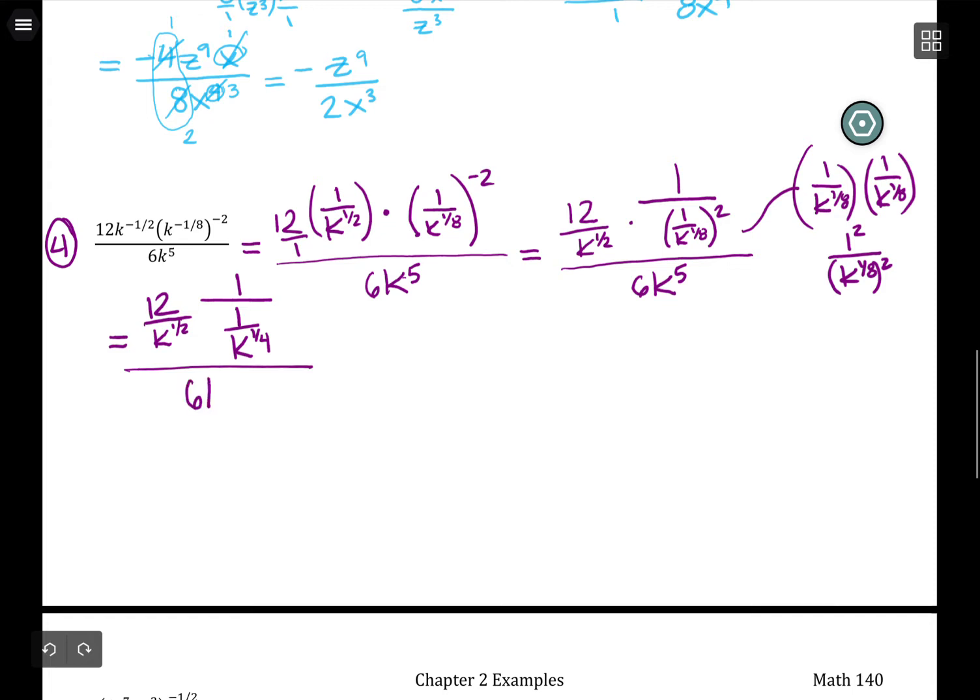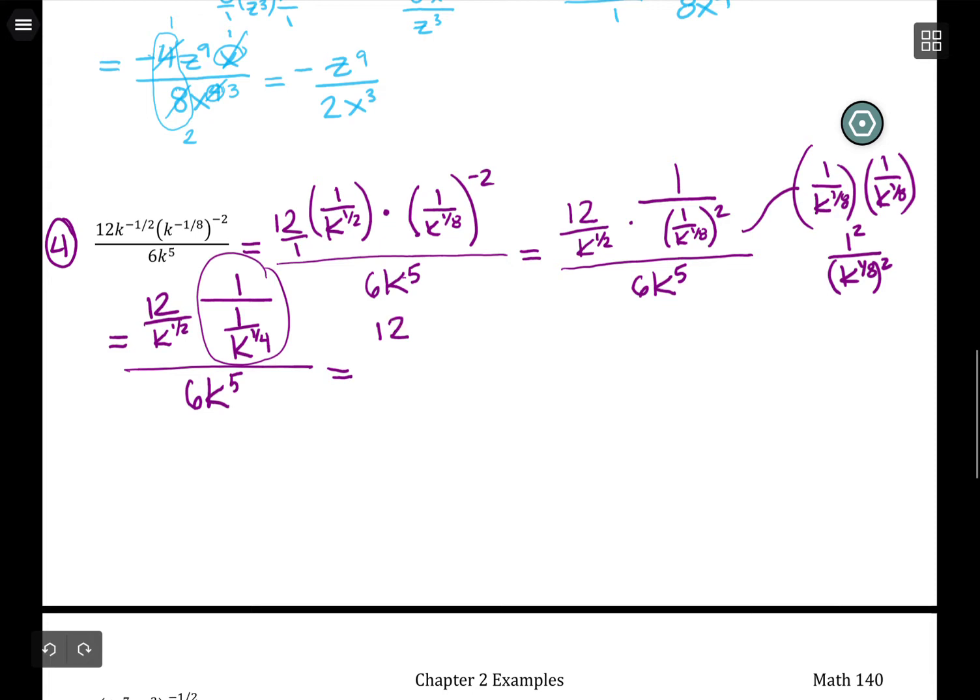Over 6k to the 5th. Okay, so now finally, looking at this big fraction, I can go back to what I was talking about in the last one, fractions and fractions. We have a lot of those, but let's just deal with one at a time.